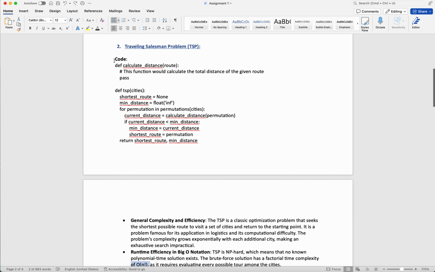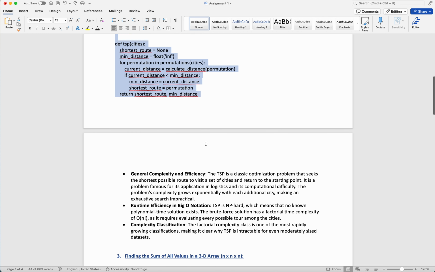For the logic behind the code, it iterates over all permutations of cities, assessing each route length, a clear and direct translation of the problem definition. The code is intentionally straightforward to emphasize the NP-hard nature of the traveling salesman problem. It is very impractical for large datasets, highlighting the need for more sophisticated solutions.